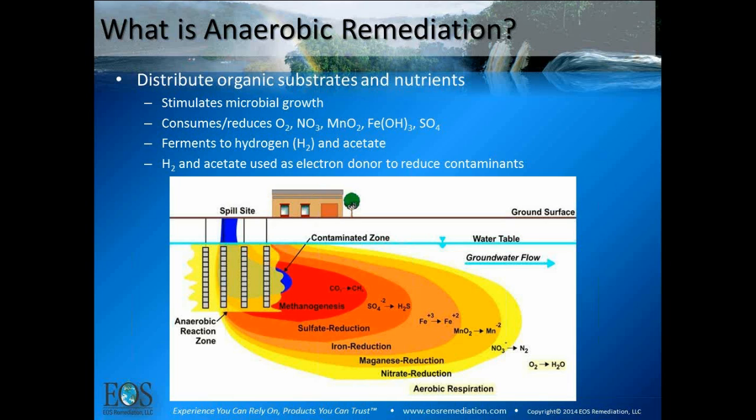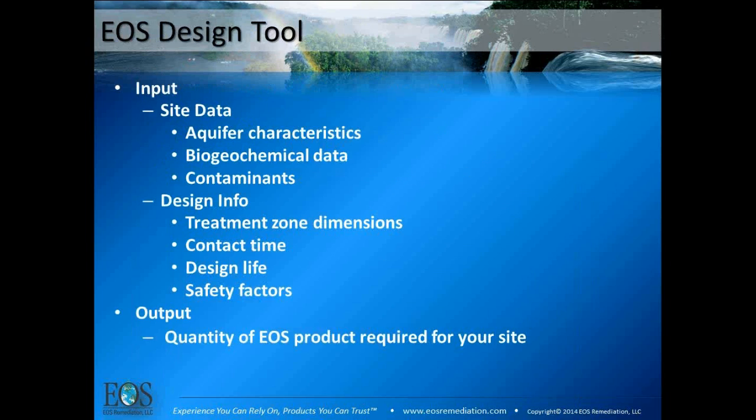Since the EOS Design Tool is specifically designed for enhanced anaerobic remediation, you should already have done a preliminary screening for your site to make sure that it is appropriate for anaerobic remediation. You use your site data like aquifer characteristics, biogeochemical data, and we'll go over all of these one by one when I'm showing you how to use the design tool. Your contaminant concentration is also an input. Also, you need to know your treatment zone dimensions, your contact time, and design life, along with some safety factors. Again, I'm going to go over all these parameters one by one.